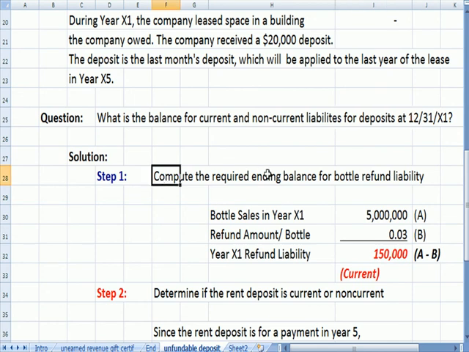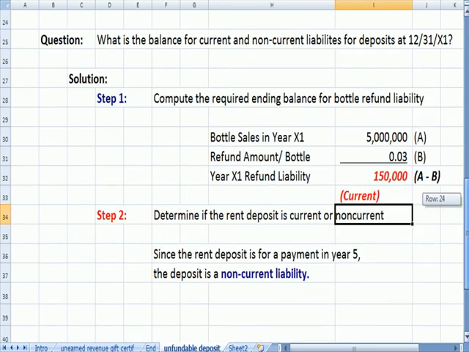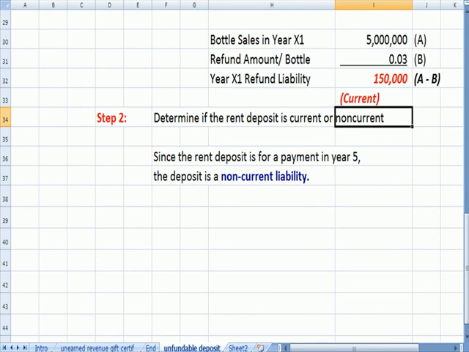So step 1 is to compute the ending balance of the bottle refund liability. In X1, we sold 5 million bottles. The refund is 3 cents. So there's our refund liability for the bottles, and in red I say it's current because they're going to be refunded within a year. To get credit, they have to be refunded within a year.